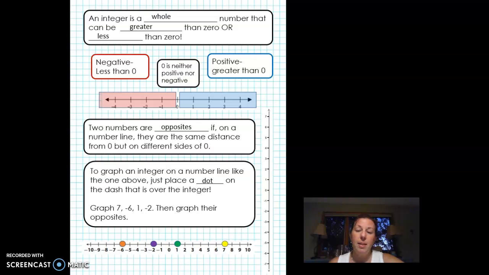Now check your opposites. Notice -7 is directly opposite +7. They are the same distance from 0. +6 is the same distance from 0 as -6. 1 and -1, 2 and -2. You can also graph on a vertical number line.